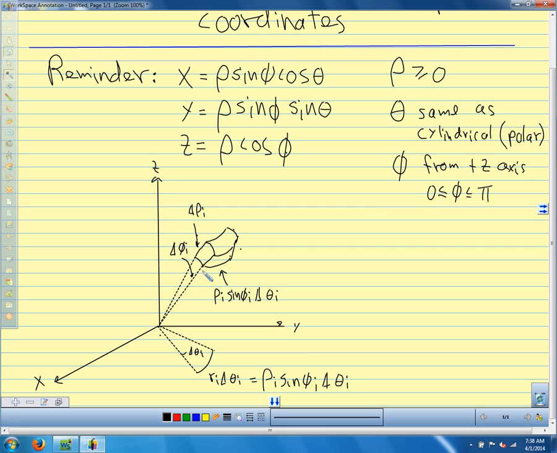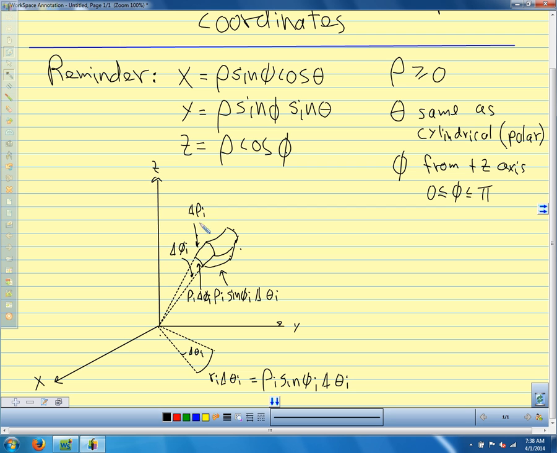And this little arc here is going to be rho sub i delta phi sub i. This is just a little piece of a circular arc moving in the phi direction from the z-axis. So that little piece is rho sub i delta phi sub i. So we have all the sides.